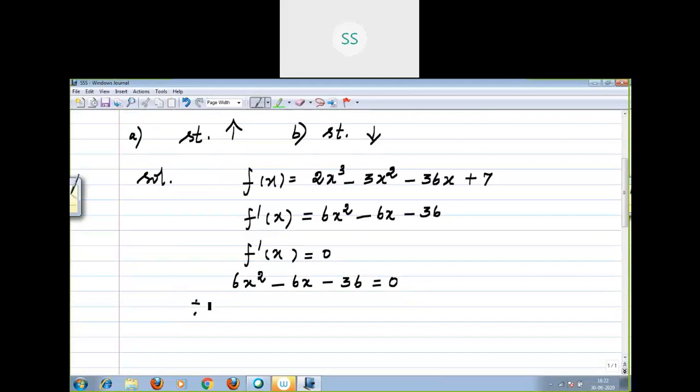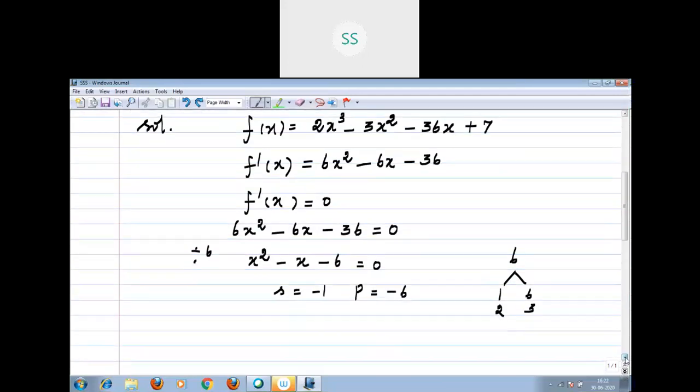The right hand side has 0, so you have no issue when you divide by 6. When you divide by 6, what will you get? x square minus x minus 6 equal to 0. Again you have to recall the quadratic you learnt in the 10th standard, right? Sum equal to minus 1, the coefficient of x. Product equal to coefficient of x square into constant, that is minus 6. The possibilities of 6 are 1, 6, 2, 3.